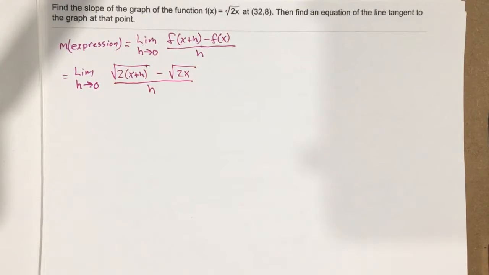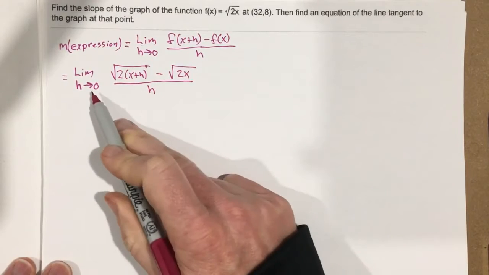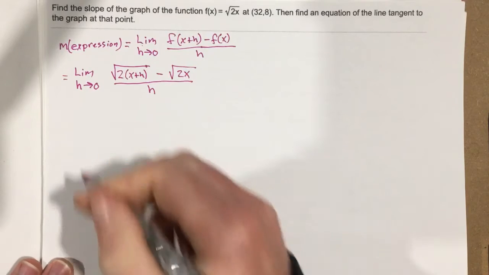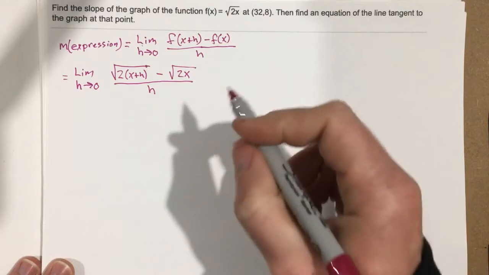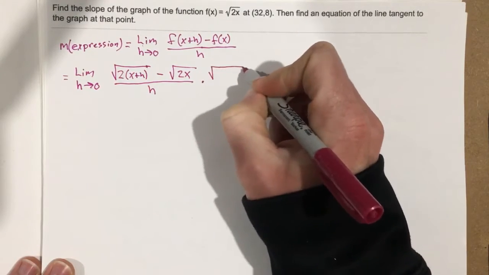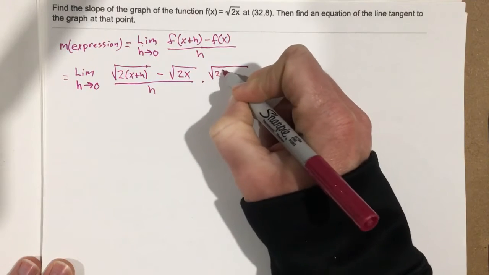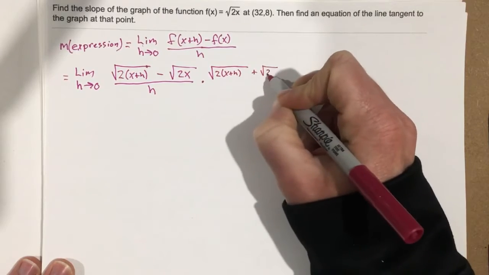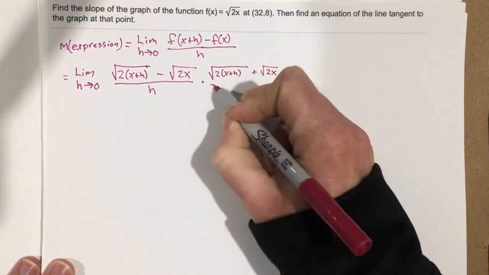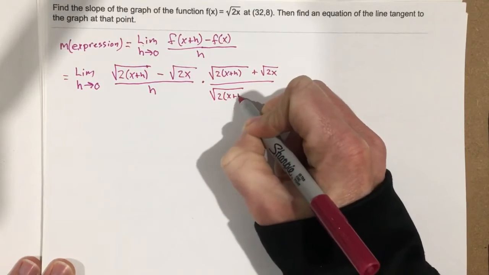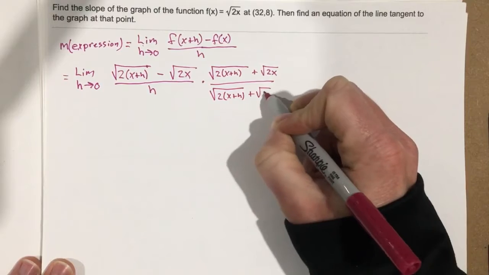Now remember, our goal is to cancel this h out because it's a problem right now. If we're going to evaluate the limit, when we plug it in, we get something undefined. So I think that what we should do is multiply by the conjugate to start this. So I'm going to multiply by root 2x plus h plus root 2x, all over root 2x plus h plus root 2x.